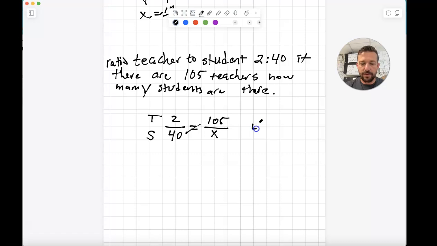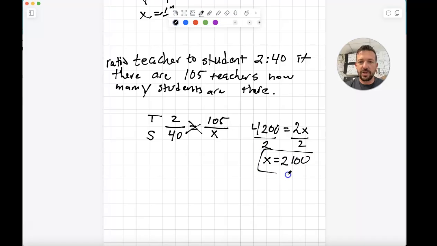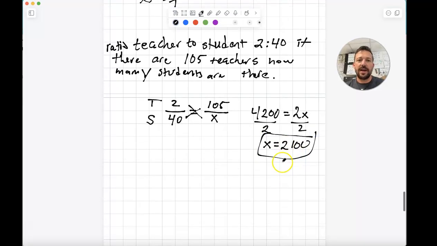That is 4,200 equals 2 times x. And then we just solve for x. We have to get rid of the 2, so we divide by 2. And we get our answer of 2,100, right? And that's how many students there are. Okay?